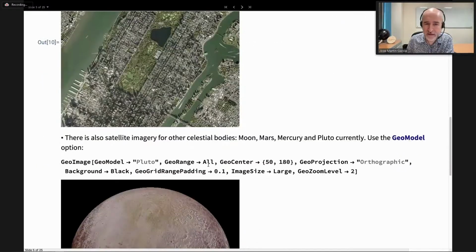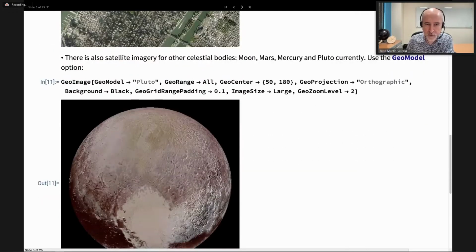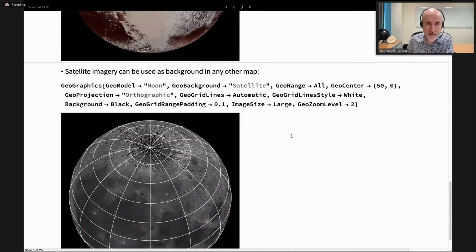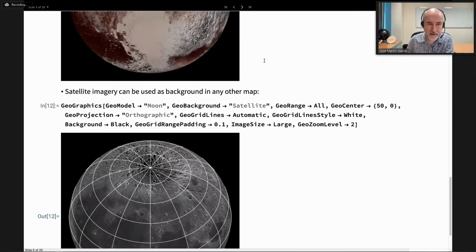We also have images for other celestial bodies, like, for example, here, Pluto. We have images for the large solid bodies of the solar system. So Mars, Mercury, Moon, and Pluto at the moment. We can use that background in any map.